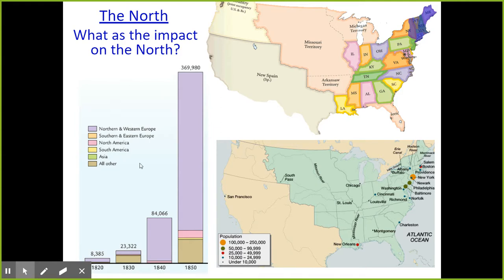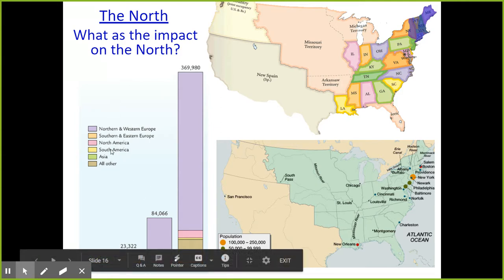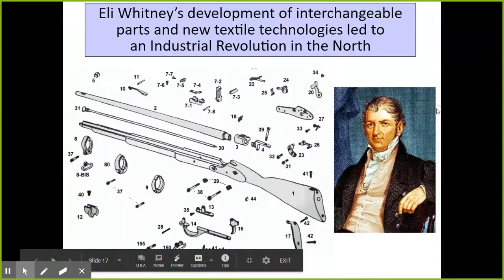Okay, but we do get like Canadians. We do have South Americans, which are Hispanic. We do have Asians, and there are some others. That does include African Americans. Where did they tend to settle? Cities. I mean, that's pretty obvious.